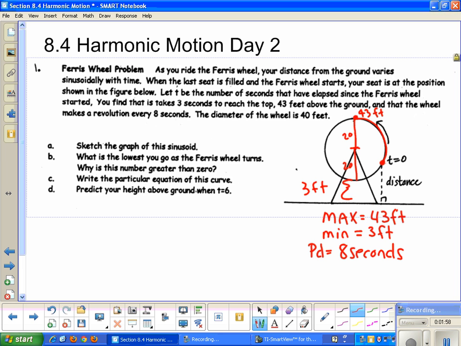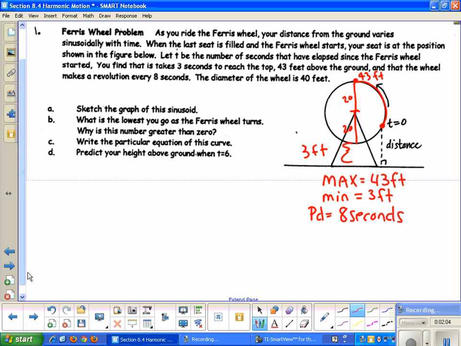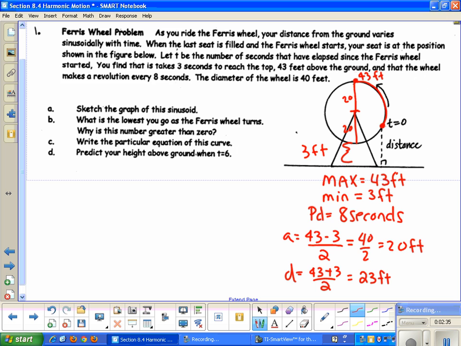From this, if I know my maximum and minimum, I can figure out the amplitude of my graph, because remember, it's your maximum minus your minimum divided by 2. So my amplitude in this case is 20, because that would be 40 over 2, which is 20. And then my vertical shift, my d value, is equal to 43 plus 3 over 2. So 46 over 2 would be equal to 23 feet. That's where my x-axis has moved to.